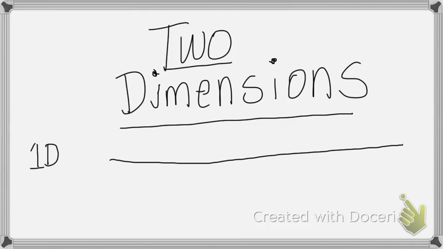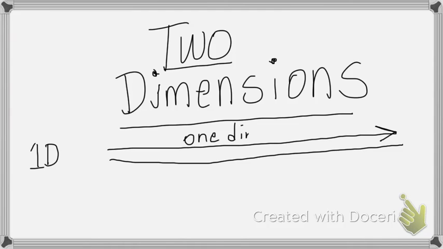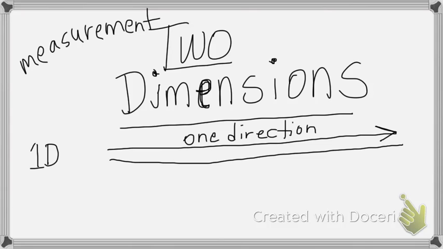Okay? So we move in one direction when we measure it. So one direction, one dimension. That's how we measure this line, is in one direction. And all these dimensions have to do with measurement. Of course, we're talking about math, right? All to do with measurement.